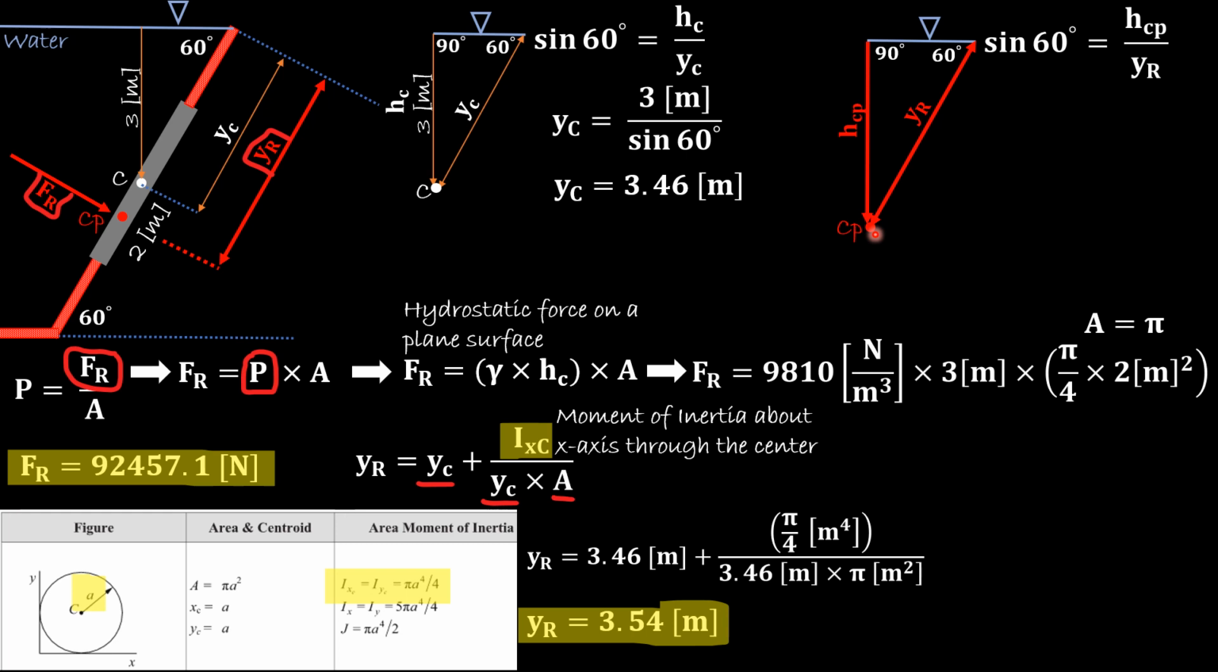And obviously, if you want to know how much the resultant force is offset below the centroid, you can find this distance by subtracting y sub r minus y sub c.